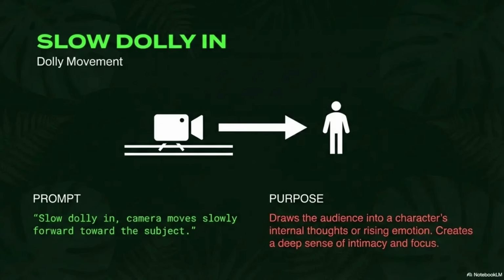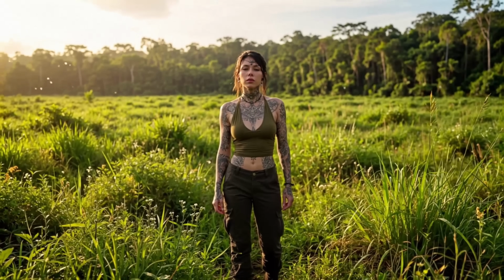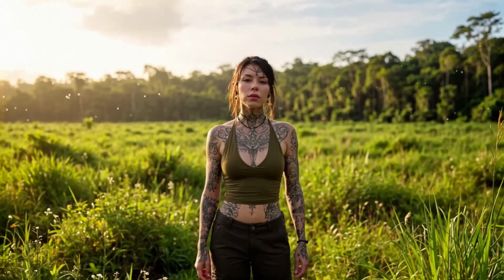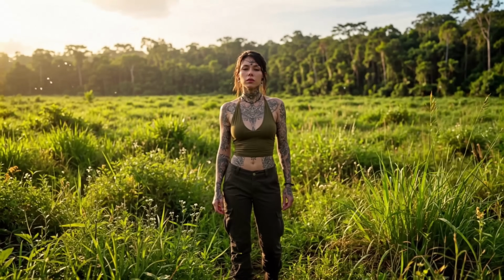I would like to start with showcasing some of the cinematic camera movements to elevate your AI films and take them to the next level. Starting with slow dolly in camera motion. The purpose here is drawing the audience into the character's internal thoughts or rising emotion. It creates a deep sense of intimacy and focus. For prompt, you can write something like: slow dolly in, camera moves slowly forward towards the subject.